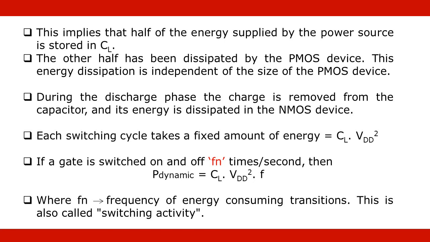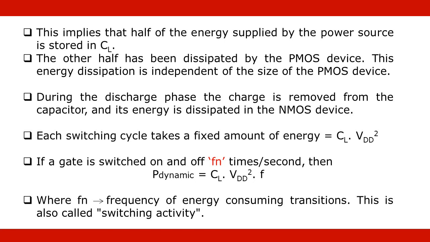During the discharge phase, the charge is removed from the capacitor because the NMOS is conducting and the path from Vout to ground is established, and its energy is dissipated in the NMOS device. So each switching cycle takes a fixed amount of energy equal to CL times VDD square. Suppose a gate is switched, meaning it is on and off, Fn times per second. Fn is the number of times the gate is switched per second.